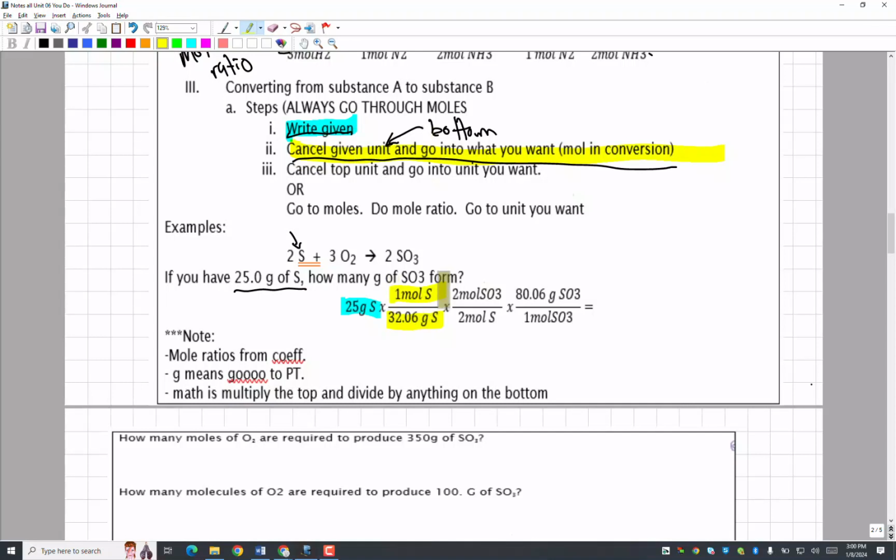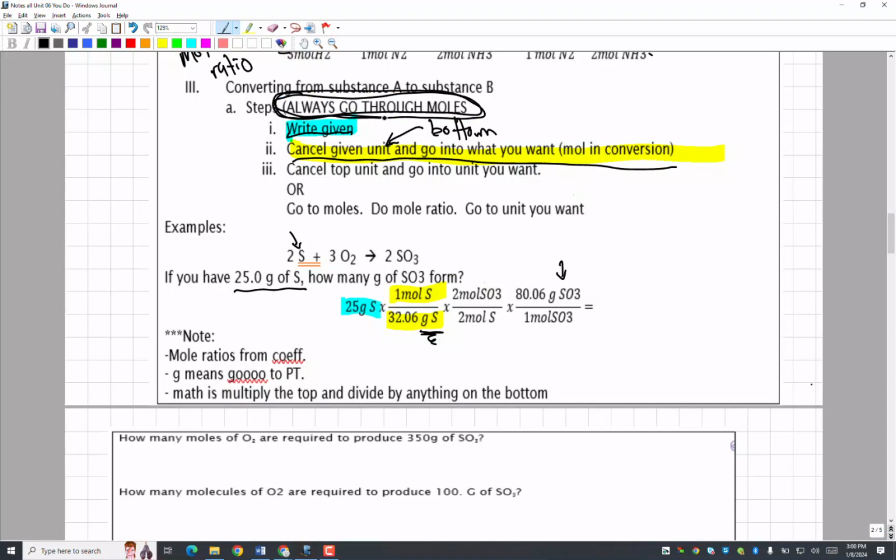Now, see, there's the bad part. The unit you want is going to go into moles, right? I can't go right from grams of sulfur into grams of SO3 because I have to go through moles. Always go through moles.